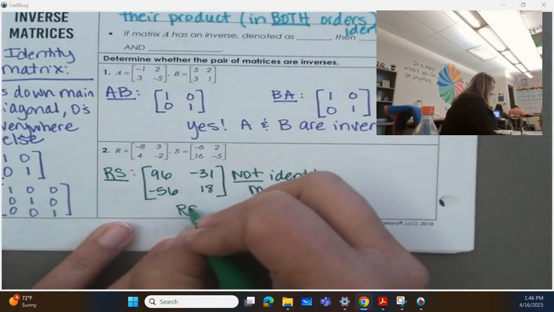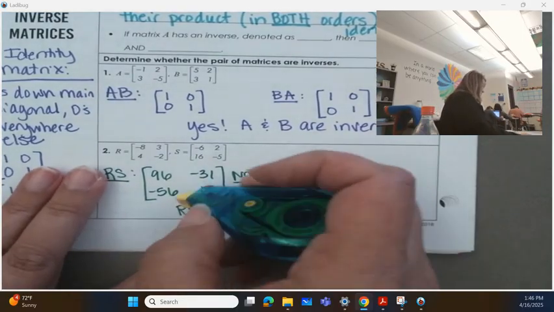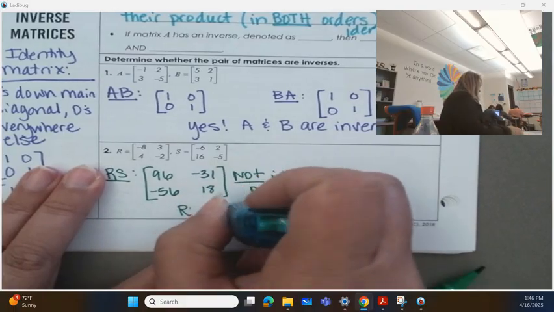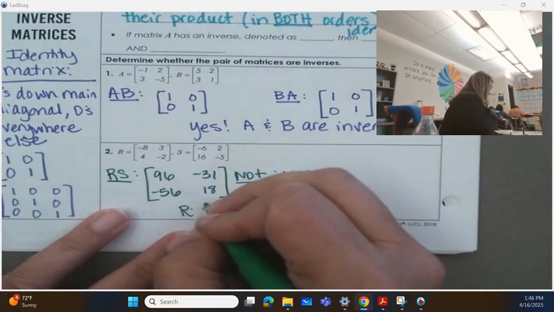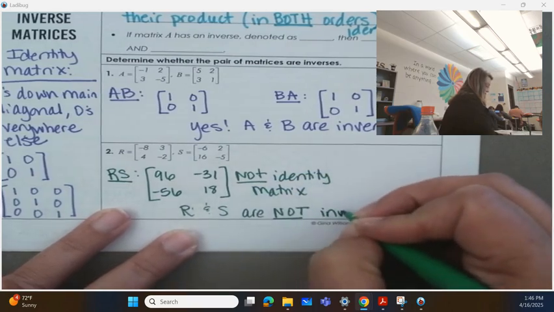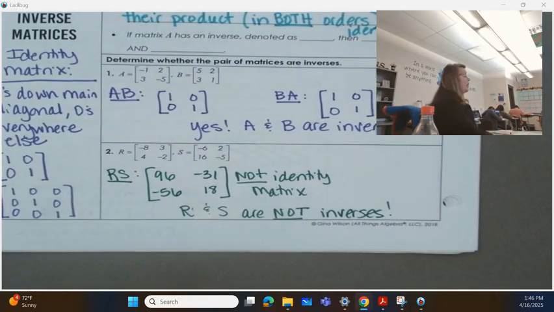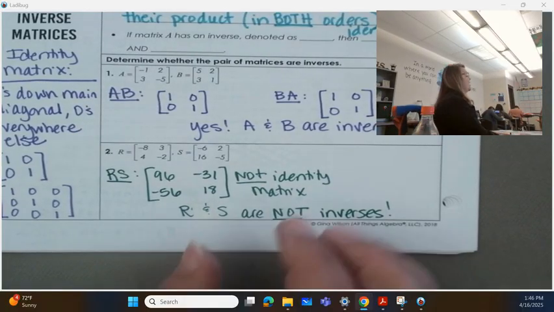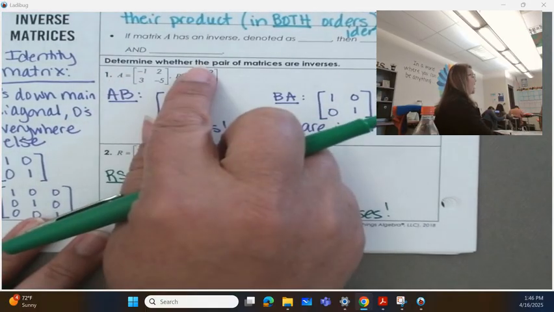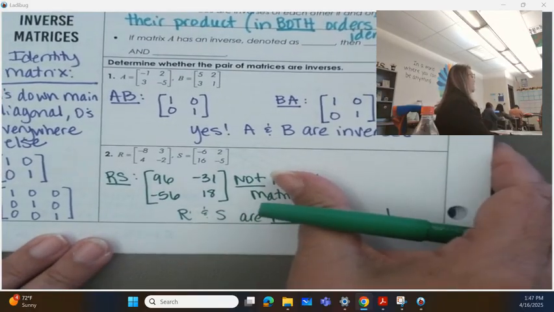So matrix R and S are not inverses of each other. R and S are not inverses. Okay, so if they are inverses, they have to multiply to the identity matrix in both directions. Let's actually talk about how we found matrix B, which is the inverse of A. All right, we're going to talk about that on the next page.